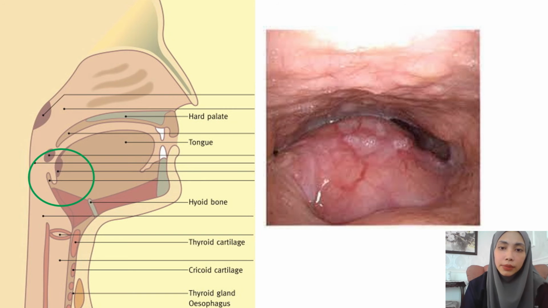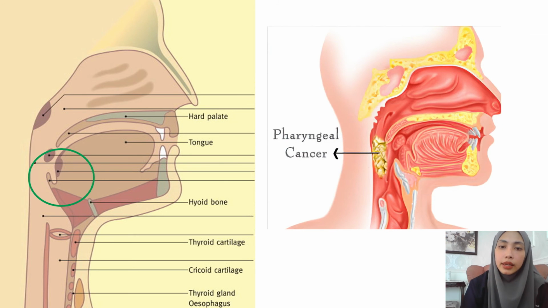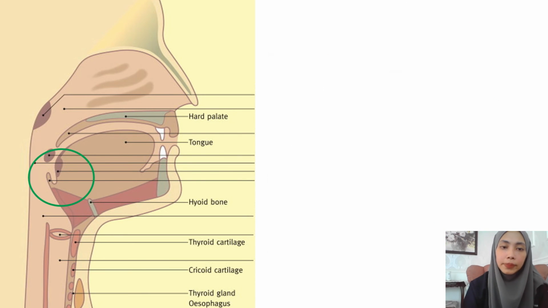Okay, so yang ni adalah growth dekat base of tongue. So macam base of tongue carcinoma. So dia tumbuh ke belakang menyebabkan patient dapat masalah dengan airway. And also kalau ada apa-apa cancer, tumor dekat pharyngeal wall pun boleh menyebabkan patient dapat upper airway obstruction.